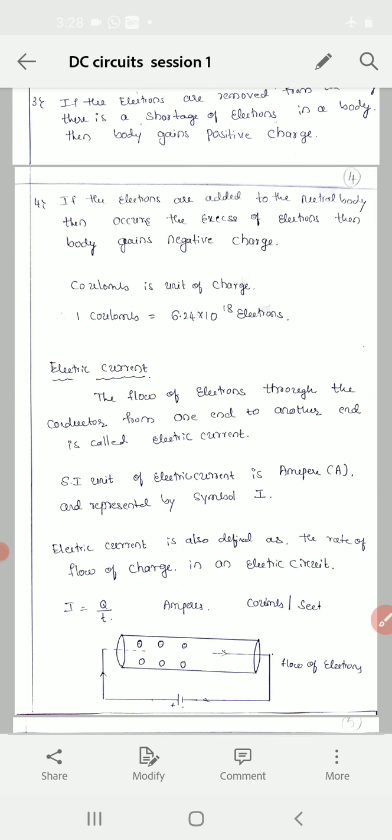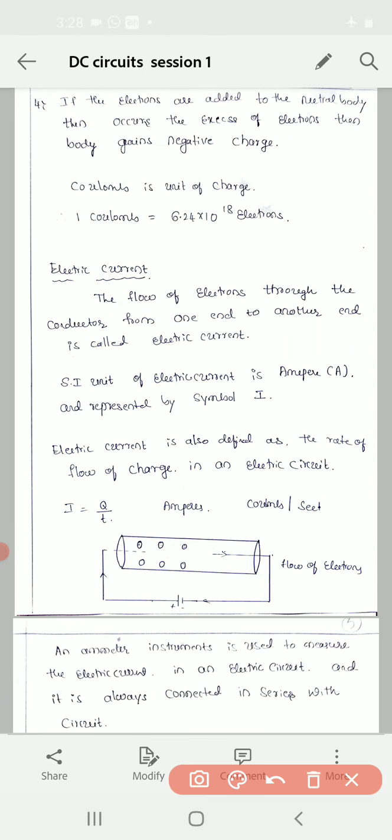You know that it is the flow of electrons through a conductor from one end to the other end. You can see the flow of electrons in the diagram. This is the conductor. The flow of electrons from the positive terminal to the negative terminal is nothing but the free electrons moving from one end to the other end. This is called electric current.